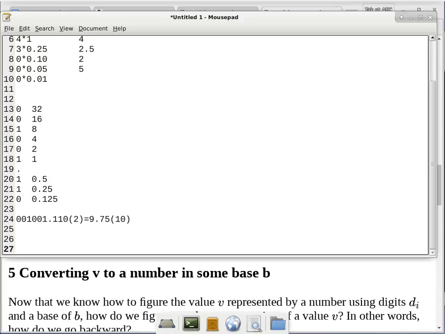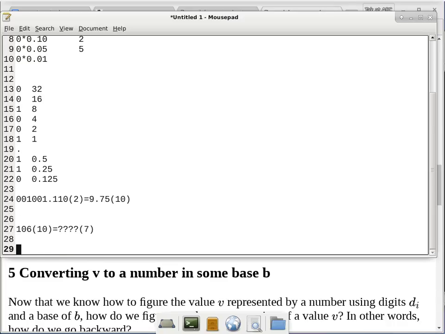So I'm going to pick a number like 106 in base 10. And I want to know, what is this number in base 7? So this is the question. There are a few ways to do this. I'm going to show you the long way of doing it first, and then we'll try to come up with some ways that are a little bit quicker.